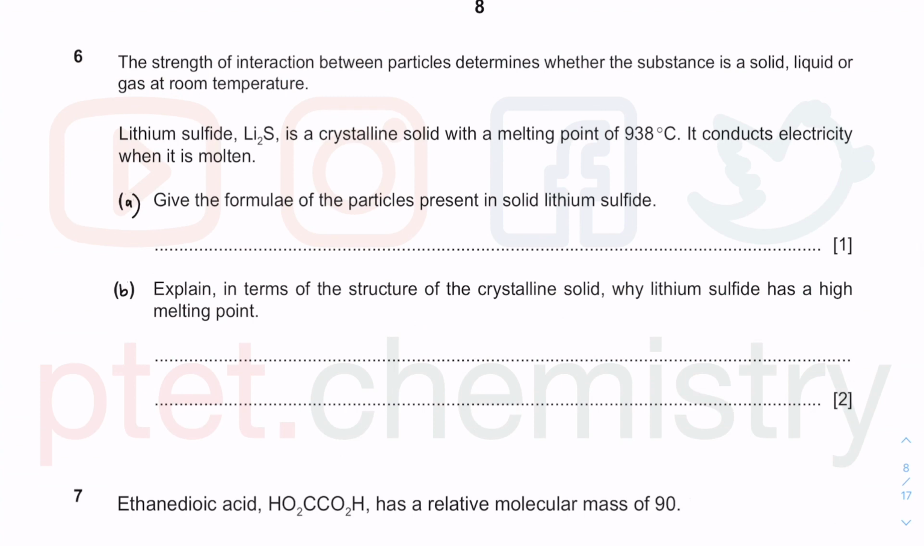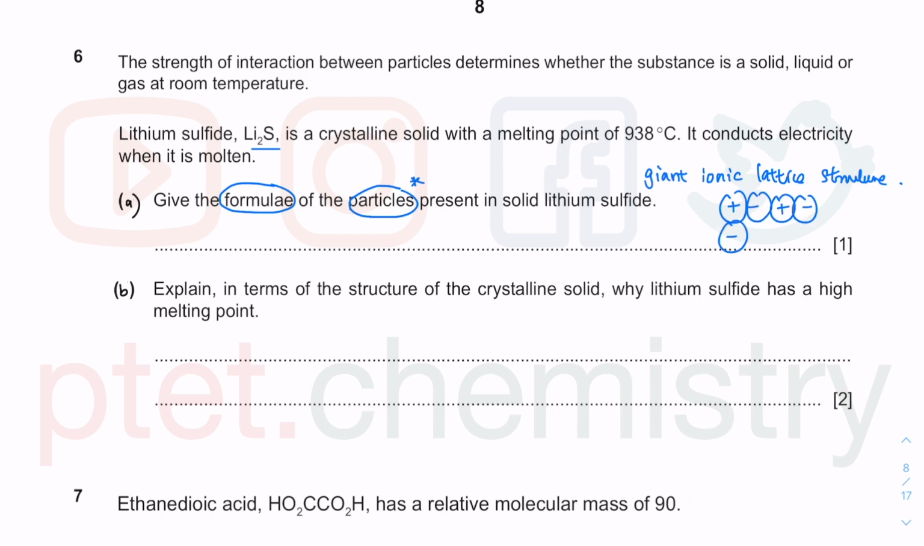Question 6. So what do we have here? We have lithium sulfide, Li2S. They want the formula and the particles. They haven't mentioned what particles it is, but we know that this is a giant ionic lattice structure, and you should know how to describe a giant ionic lattice structure. You have alternating positive and negative ions, very tightly packed because in the solid state they can only vibrate about fixed positions. If you cannot visualize this kind of thing, I'm sorry that you haven't really mastered your structure and bonding from your year 9 topic earlier on a couple of months ago.